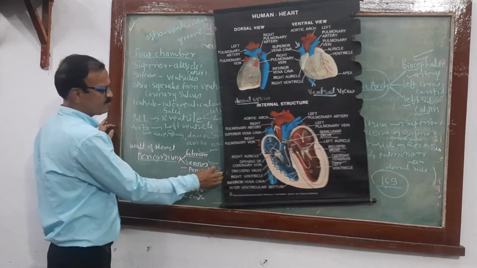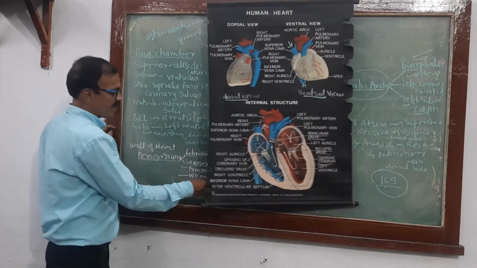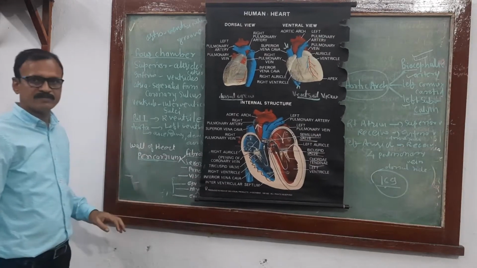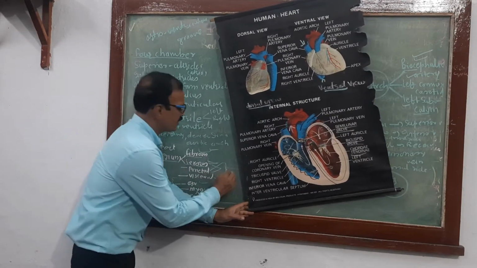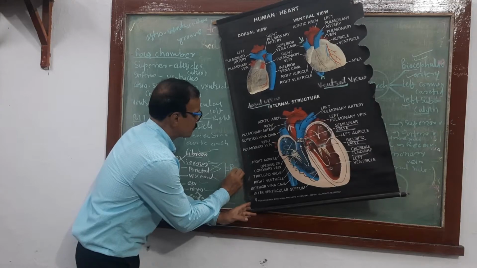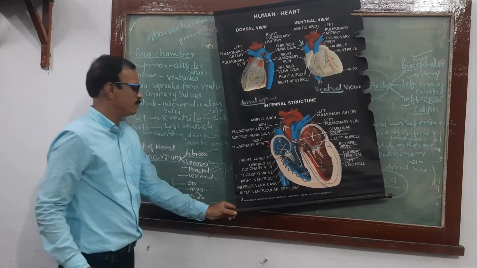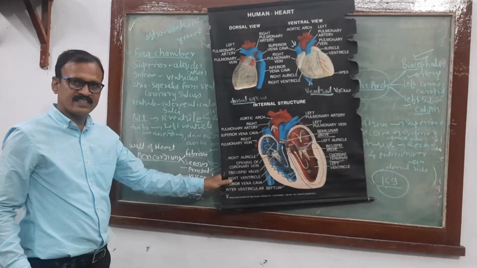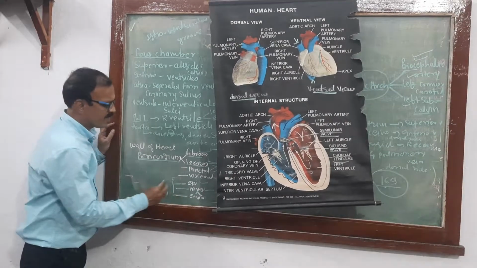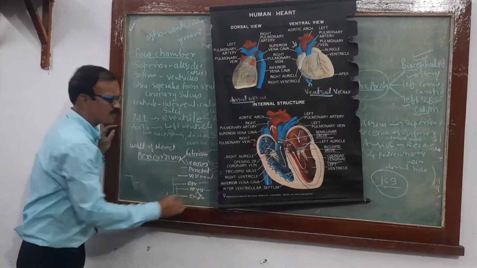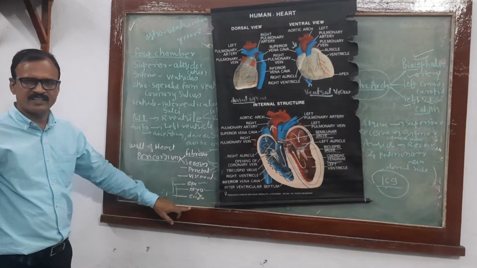This serous pericardium is differentiated into the parietal serous pericardium and visceral serous pericardium. In between the two layers, there is a space, called the pericardial space or pericardial cavity. This cavity is filled with pericardial fluid that acts as a shock absorber. Right? You have seen it last time. And the wall of the heart is differentiated into three layers: epicardium, myocardium and endocardium.